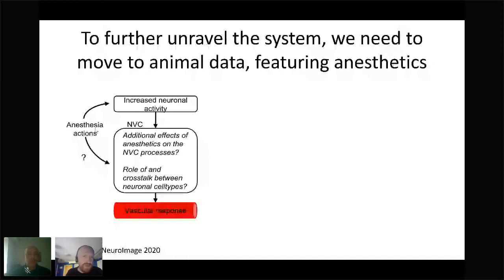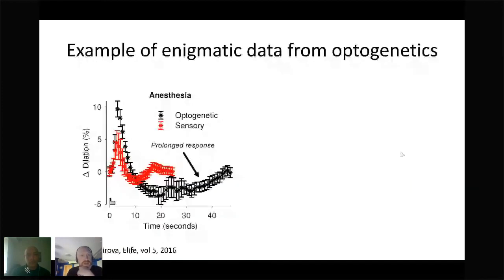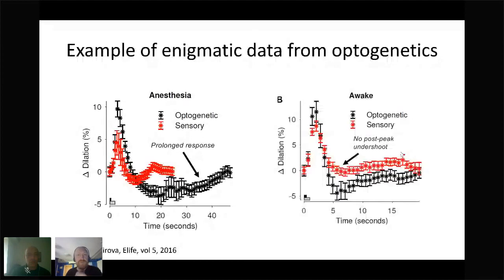And there are different hypotheses. One is that it alters the neuronal activity, and another is that it also has effects on the neurovascular intracellular processes. So we identified some data for this and formulated more physiologically based models for these different feed-forward arms. Here we have pyramidal cells and two interneurons. And then we have these types of data.